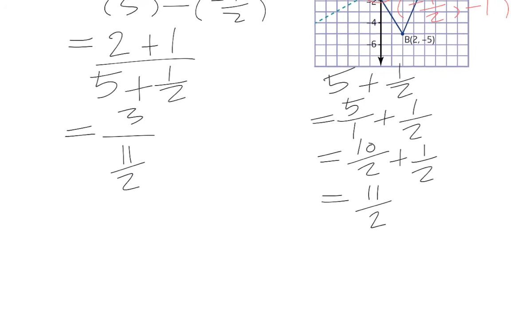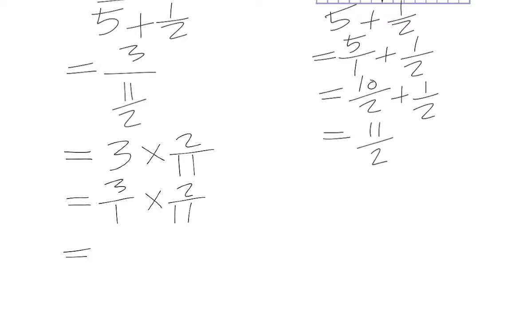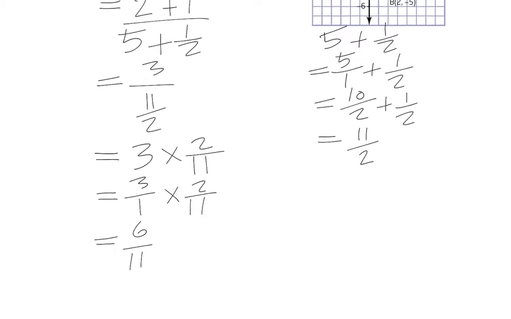Again, this is a little bit tricky because you are dividing a number by a fraction. When you divide by a fraction, you're really multiplying by the reciprocal. So you just have to flip the fraction. I'm going to change the 3 into a fraction, which is 3 over 1, times 2 over 11. Now, multiplying fractions is a little bit easier. When you're multiplying fractions, you just have to multiply the numerators and multiply the denominators. So 3 times 2 is 6, and 1 times 11 is 11. Therefore, our slope is 6 over 11.